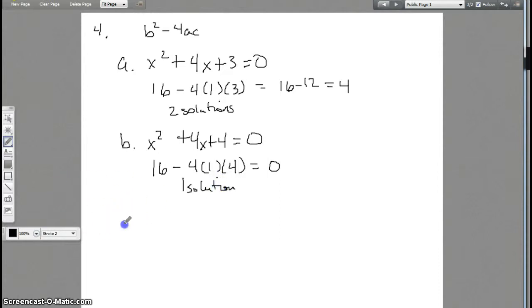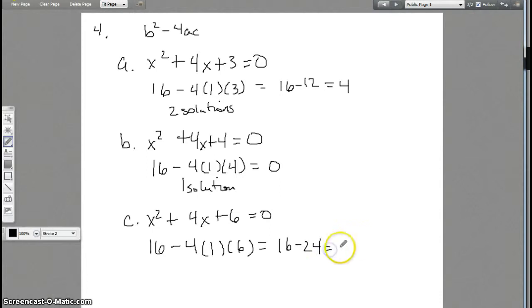Okay, now let's look at part C. Part C is x squared plus 4x plus 6 equals 0. We square our b, which is 4, and when we square 4, we get 16, minus 4, and then parentheses for our a and for our c. Our a is 1, our c is 6. 16 minus 24 is going to be a negative 8. We can't take the square root of negative 8, so we say there are no solutions.